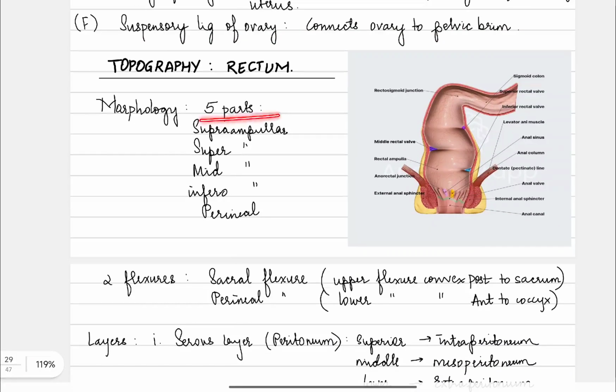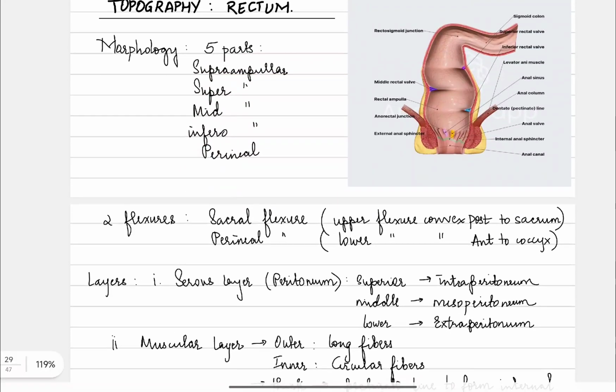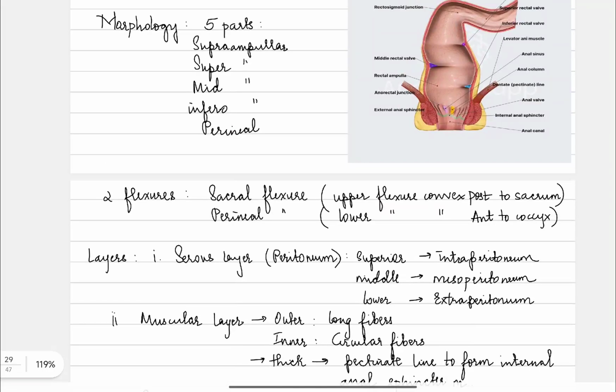There are 5 parts of the rectum: supraampullary, superampullary, midampullary, inferior ampullary, perineal. There are 2 flexures: sacral flexure, perineal flexure. Sacral flexure is the upper flexure, convex posterior to the sacrum. Lower perineal flexure is convex anterior to the coccyx.